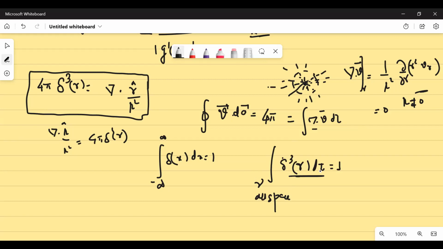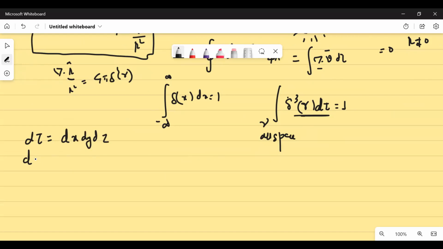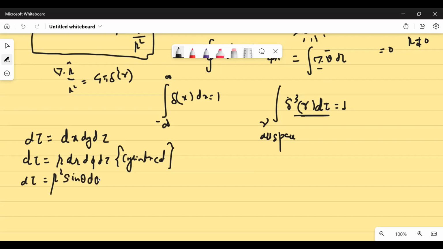Now, another problem arises because of the expression d tau. As we move to orthogonal curvilinear coordinates, or different coordinate systems, this d tau changes. So for example, if you're dealing with Cartesian coordinates, then d tau is this. If you have a cylindrical coordinate system, then it is this. And if you're dealing with a spherical polar coordinate system, then it will be r square sine theta dr d theta d phi. This is how it is.